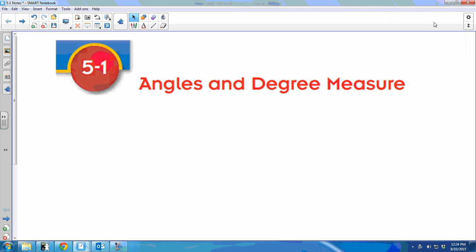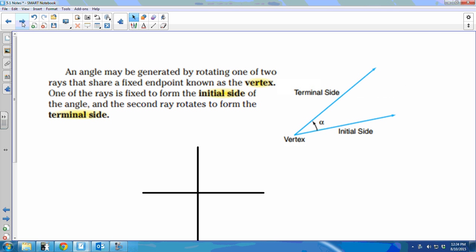Learning targets, we're really talking about angles, and we're going to be dealing a lot with angles. Angles are not anything new to you. You know what an angle is. So an angle is made up of two rays that meet at a vertex. That's not new information to anyone.